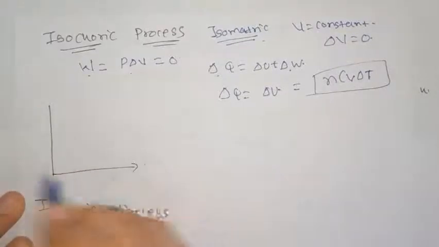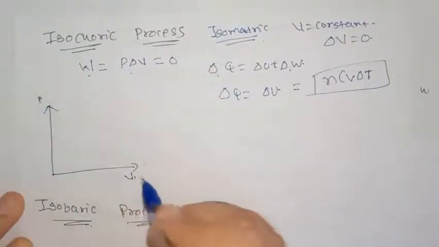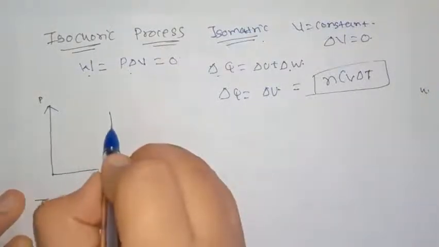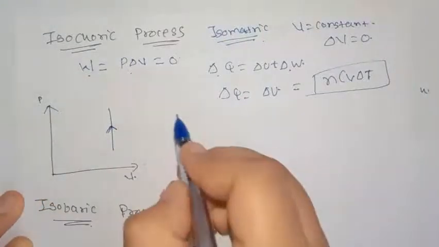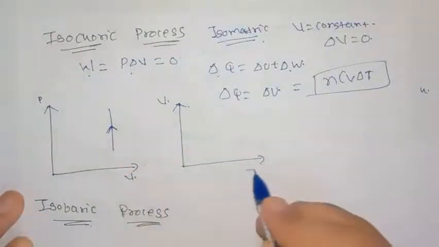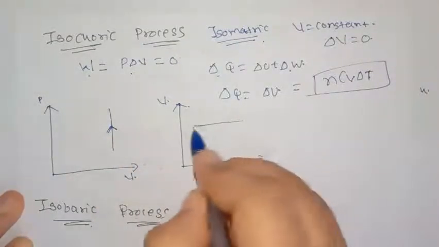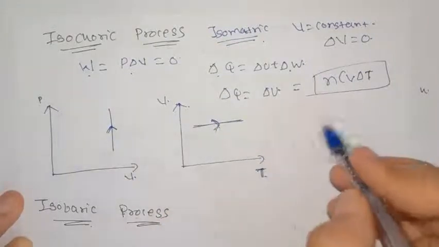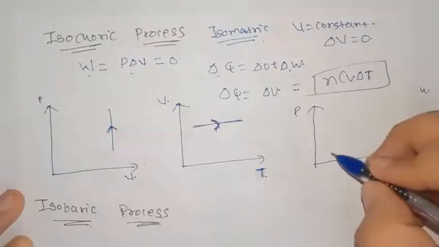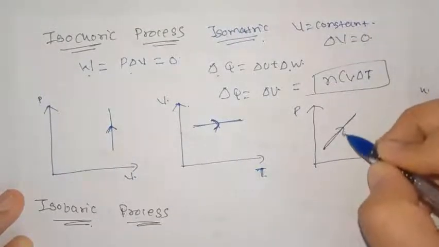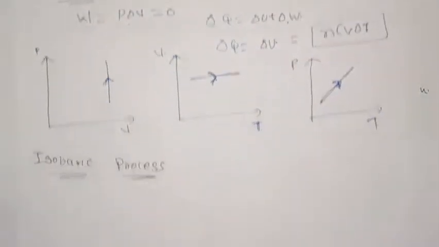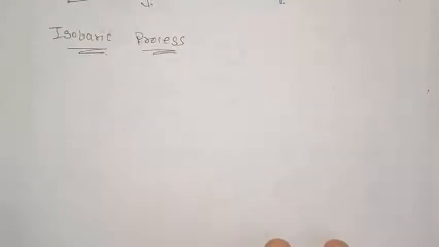Let us draw various graphs for the isochoric process. For the PV graph, volume is constant, so this is the isochoric process in the PV graph. In the VT graph, this is the isochoric process, and in the PT graph, a line having constant slope can be the isochoric process. Next, let us see the isobaric process.